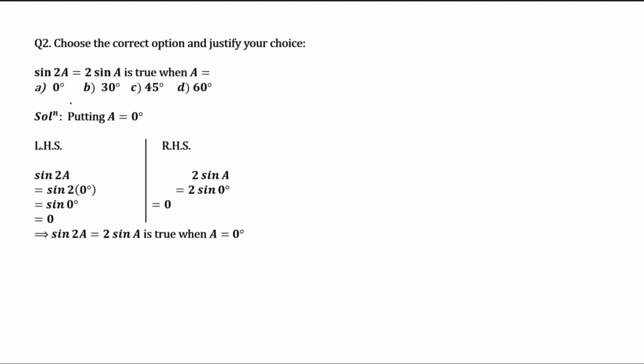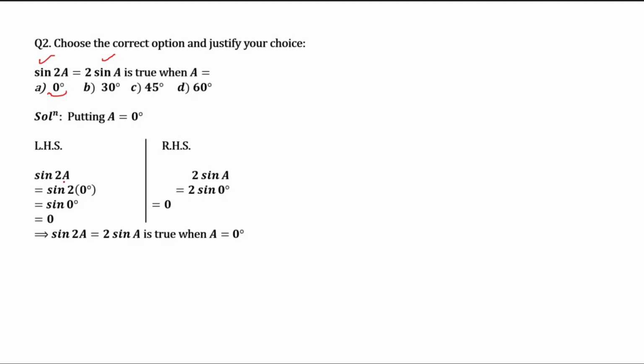So what we'll do in such questions, when you have been provided with options and a statement about in what case it will be true, is for the different values, whatever options are given to you, put those values in place of a. So we'll start with 0. So putting a as 0 in your left side and right side.